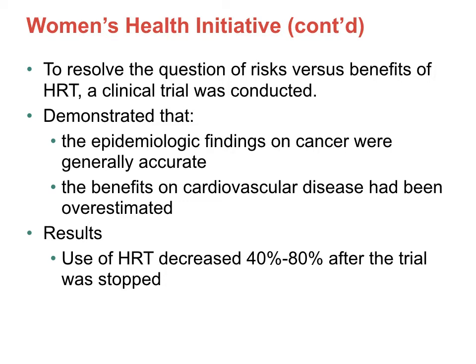And so this demonstrated that epi findings on cancer were generally accurate. So the clinical trial data and findings basically align with what the epi studies have been reporting. And the benefits on cardiovascular disease have been overestimated. So this is where, going back to randomized control trials and these experimental studies, that's why they're the gold standard. Because if you are actually allocating someone to a treatment versus a control group, you're able to have more control over the biases and things that can interfere when you're actually running your statistics.